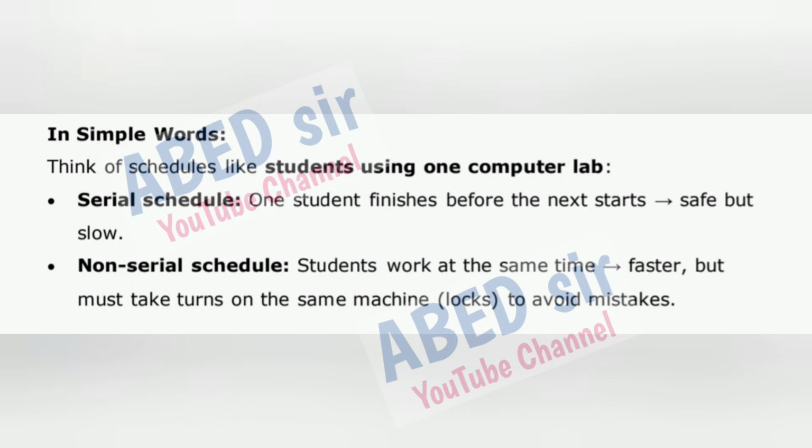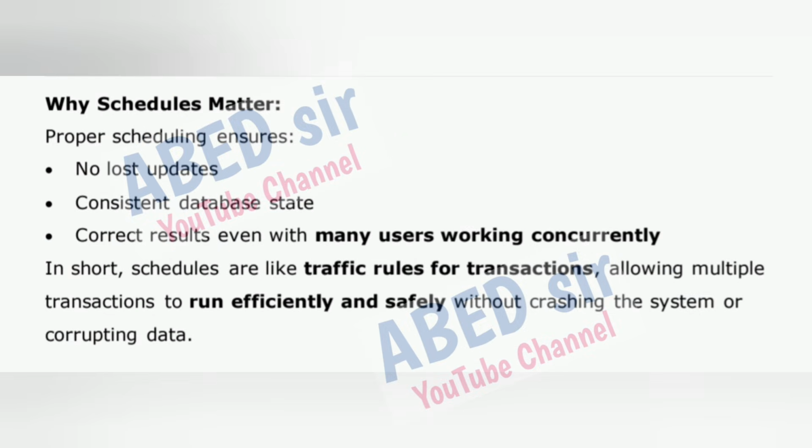In simple words, think of schedules like students using one computer lab. Serial schedule: one student finishes before the next starts, safe but slow. Non-serial schedule: students work at the same time, faster, but must take turns on the same machine, locks, to avoid mistakes. Why schedules matter? Proper scheduling ensures no lost updates, consistent database state, correct results even with many users working concurrently. In short, schedules are like traffic rules for transactions, allowing multiple transactions to run efficiently and safely without crashing the system or corrupting data.